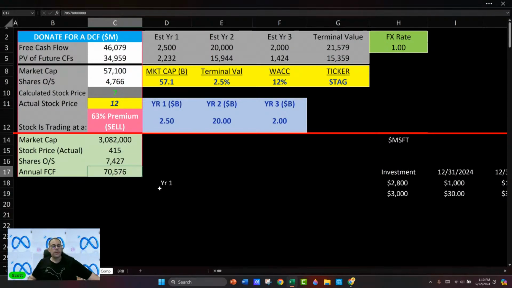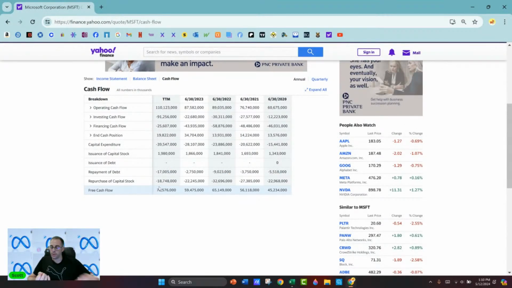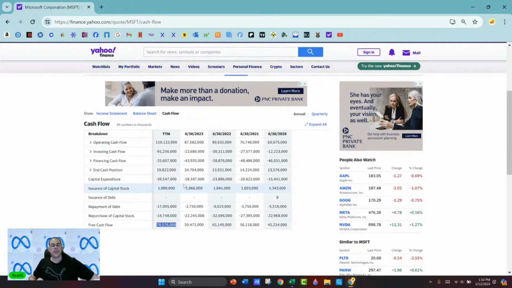Okay, so if you want to just go to Yahoo Finance, I'll show you how to change the numbers. Let's just keep it simple to start. So according to Yahoo Finance, and Yahoo Finance is correct like 99% of the time, so you don't have to worry about that. Their free cash flow is 71 billion. This is for the trailing 12 months.